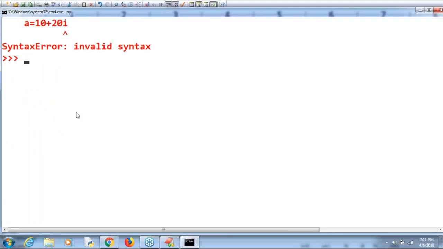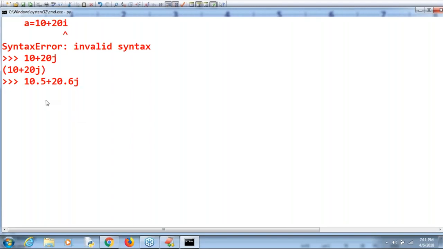Can you please tell, is 10 plus 20j valid or not? I'm just printing 10 plus 20j. Valid. Now 10.5 plus 20.6j, valid or not? Am I making any mistake? Some people are saying invalid. No mistake. Perfectly it is valid.